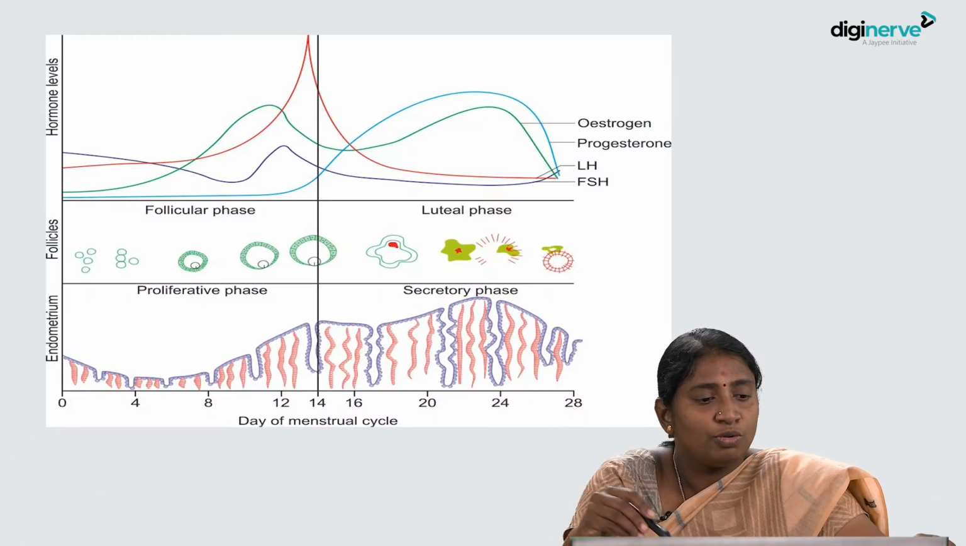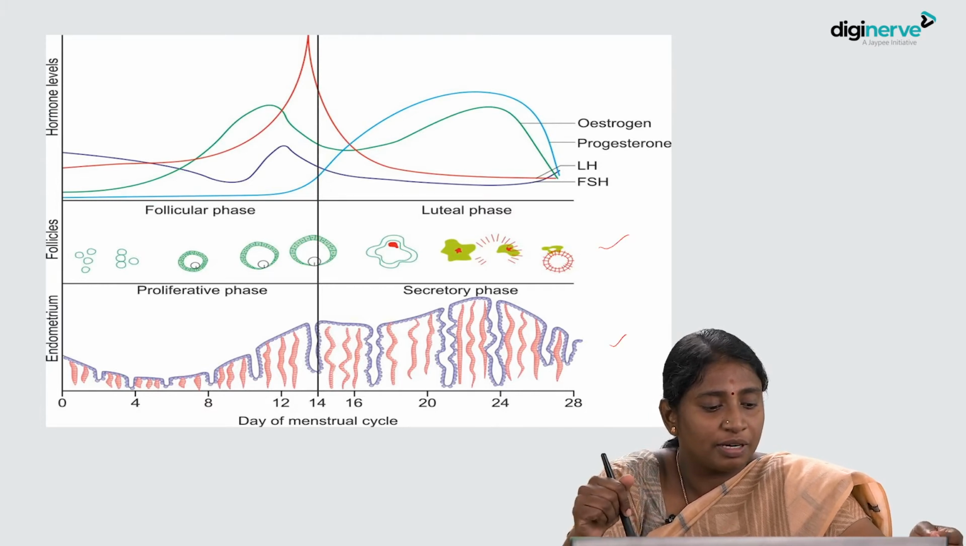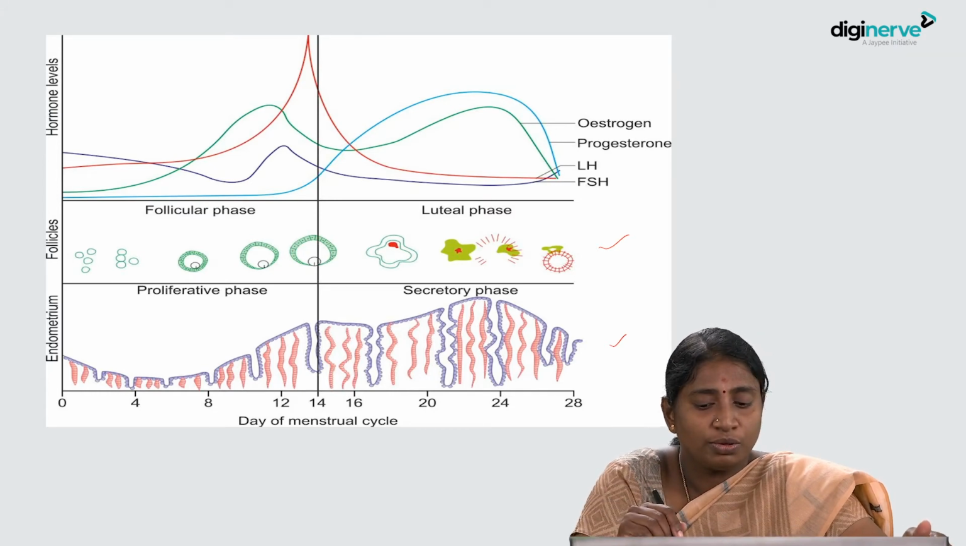This shows the hormonal changes, and also the ovarian cycle and endometrial cycle in a single graphical representation. It starts with the menstrual cycle, a 0 to 28-day cycle.